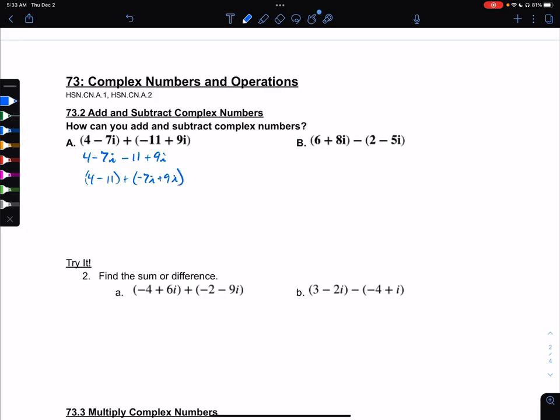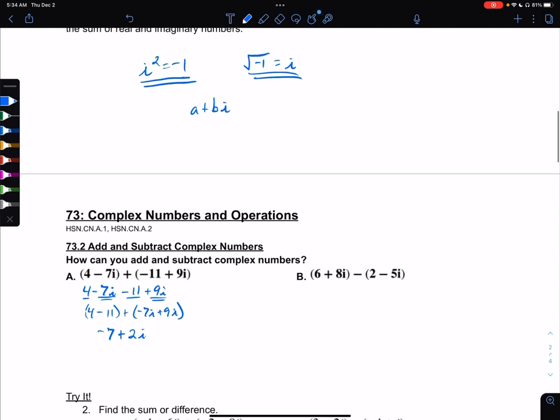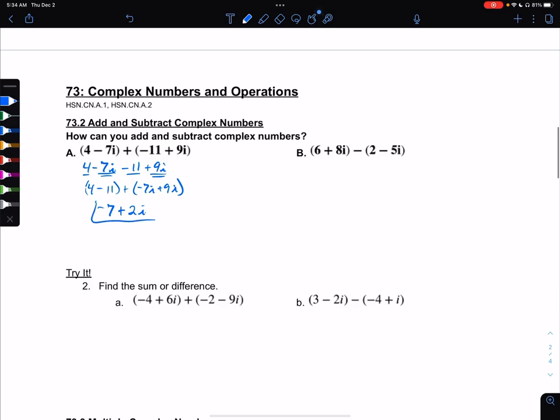A lot of you will find that skipping this step is a little bit better and just combining your like terms, but for the purposes of this video, I'm going to group together like terms. So 4 minus 11 is -7. And then I'm going to add to that -7i plus 9i, which is 2i. Can't do anything else with that. -7 and 2i are unlike terms. And like we mentioned previously, a plus bi. So this is in the form a plus bi, where a is -7 and b would be +2.